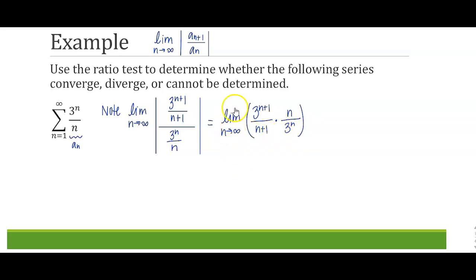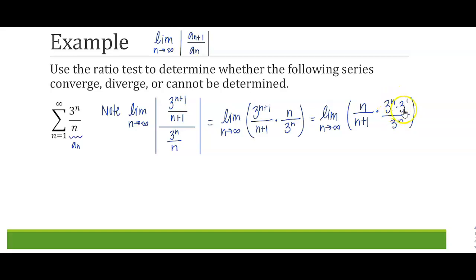And to see this limit at infinity a little clearer, I'm going to go ahead and apply the commutative property here. So I'm going to switch the places of the numerators and keep the n over the n plus 1. So I have the limit as n approaches infinity of n over n plus 1 times, now this 3 to the n plus 1, I'm going to keep it in the numerator, but I'm going to rewrite it as 3 to the n times 3 to the 1 over 3 to the n.